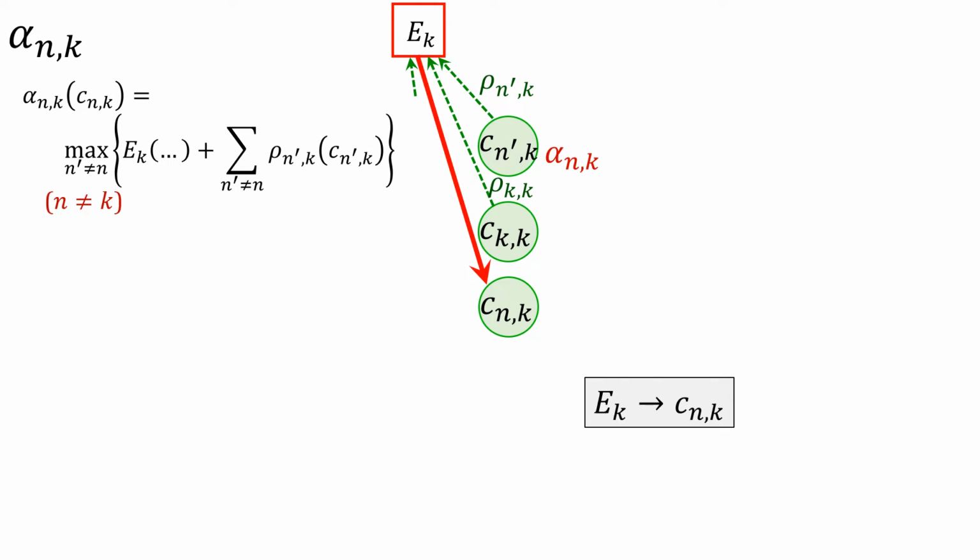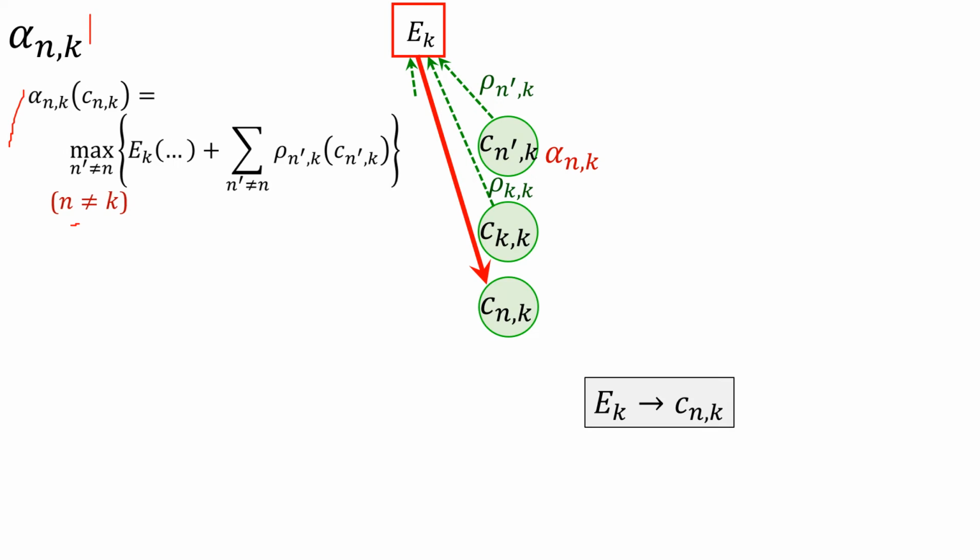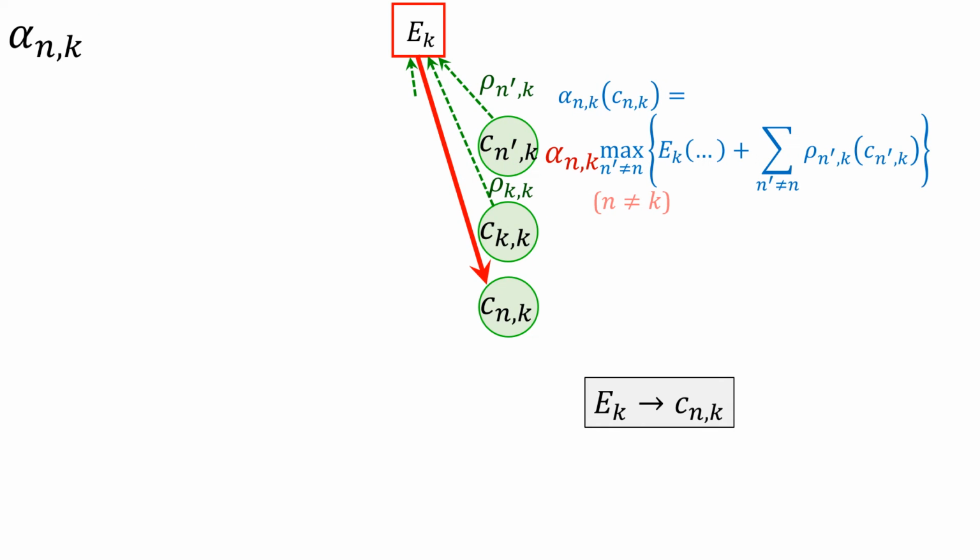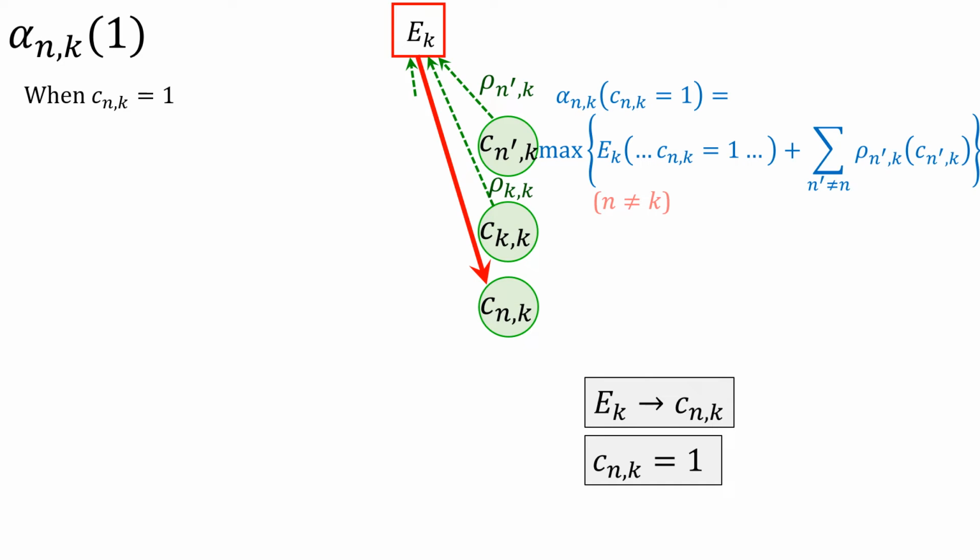So now we'll look at alpha nk when n and k are different. N is not equal to k. So we have this expression for alpha nk, c and k. Since it's important, let's keep it in mind. First, let's consider the situation where cnk equals 1. Always keep an eye on this block here.